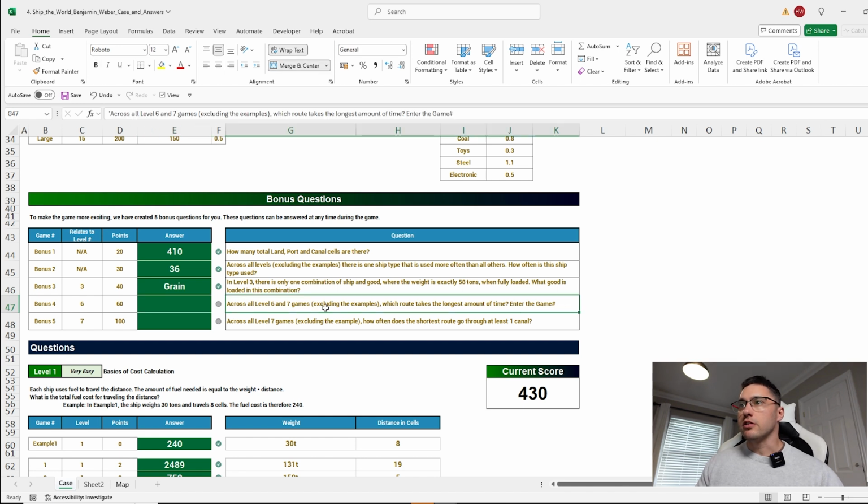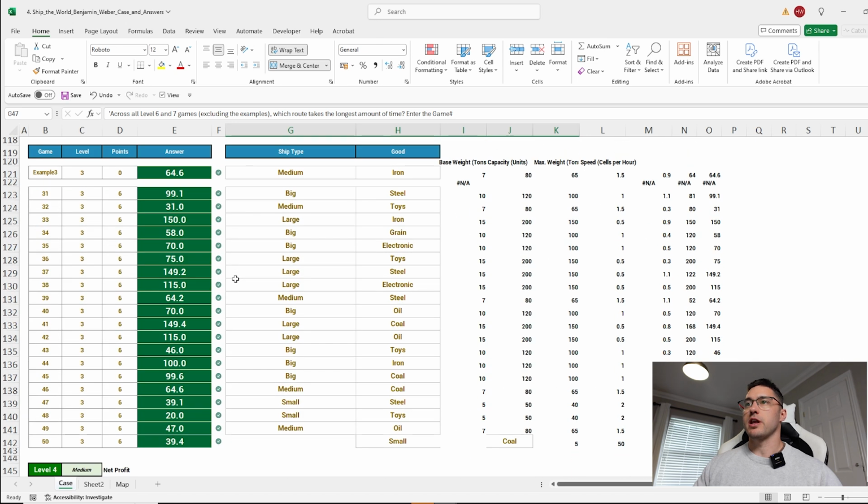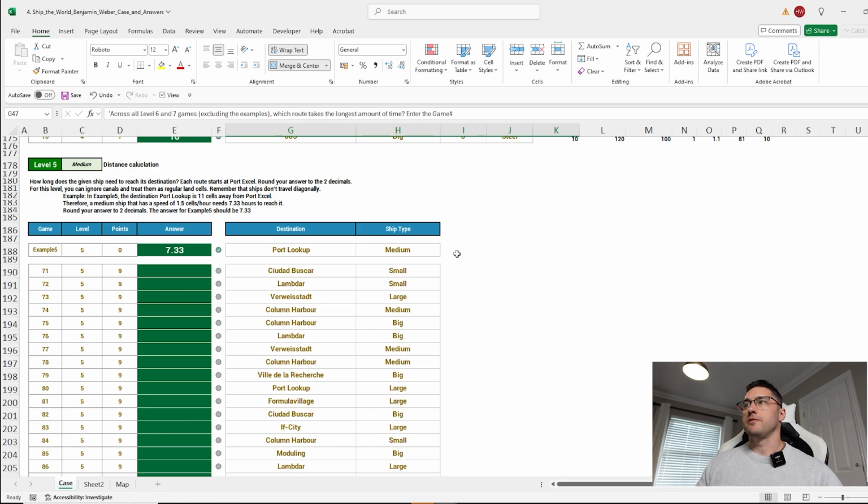And the next question is, across 6 and 7, which route takes the longest amount of time? So when I get to question 6, I'm going to remember to do that one, and then everything else is dependent on the last question. So what are we at? Question 5.